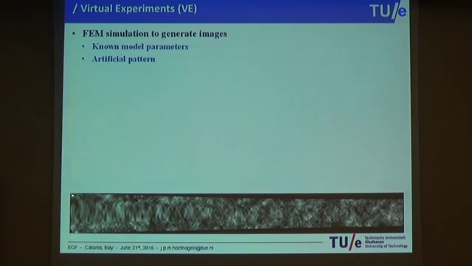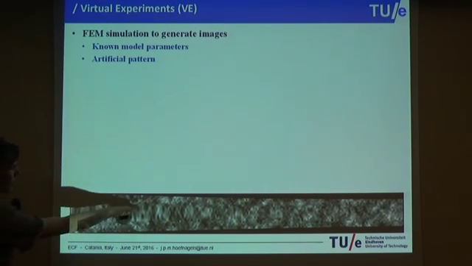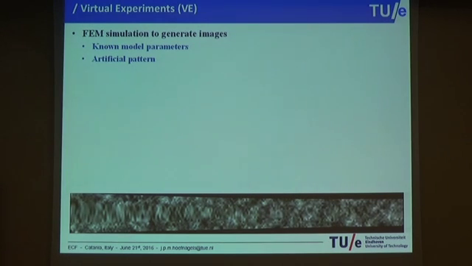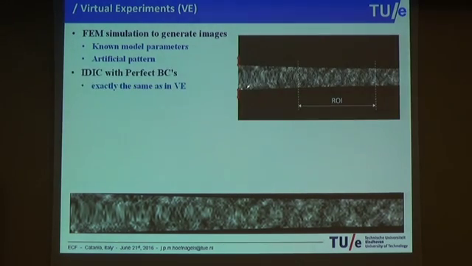So this is now a virtual experiment. It looks a bit funny because here there's also material. That's just because there's a cohesive zone in the finite element simulation, and it's basically just a pixel that's being stretched. In reality, that wouldn't happen, but in the virtual experiment, that's no problem. So we have an artificial pattern. We have known model parameters here now.